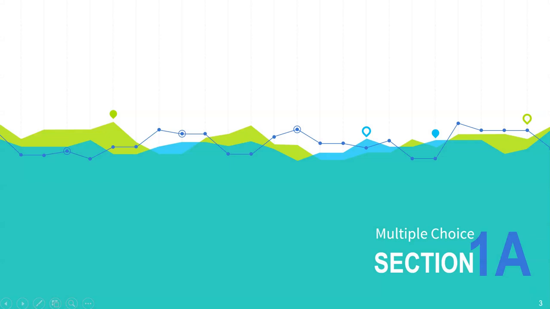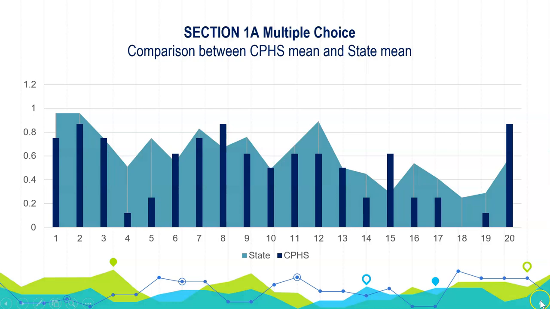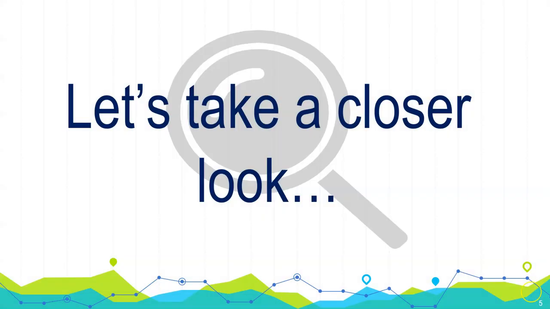So when we examine the multiple choice section, the analysis showed some areas of strength. Our students performed well in questions 8, 15, and 20. However, our student responses to questions 4, 5, 14, 16, 17, 18, and 19 were well below the state mean. So let's take a closer look at that.